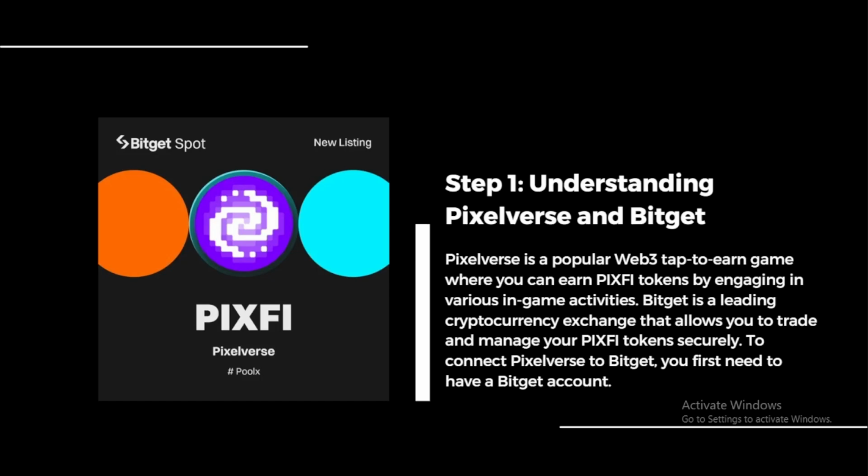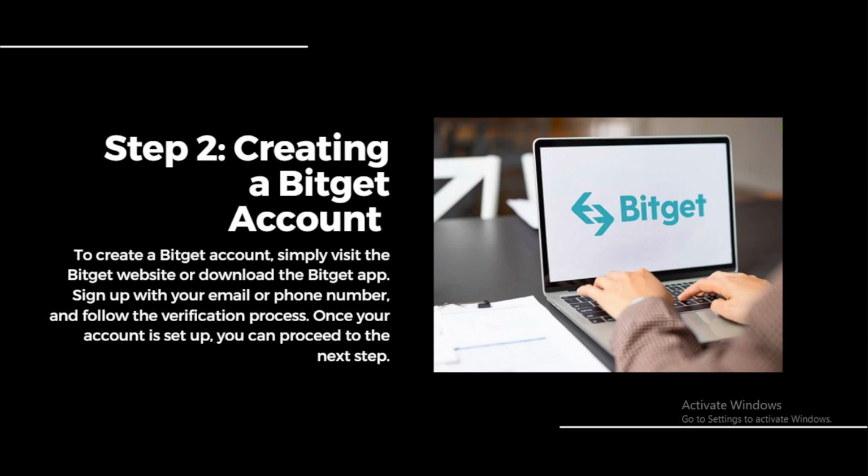To connect Pixelverse to Bitget, you first need to have a Bitget account. To create a Bitget account, simply visit the Bitget website or download the Bitget app. Sign up with your email or phone number and follow the verification process. Once your account is set up, you can proceed to the next step.